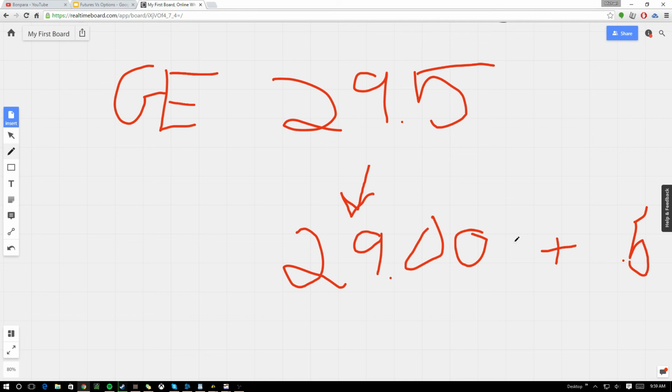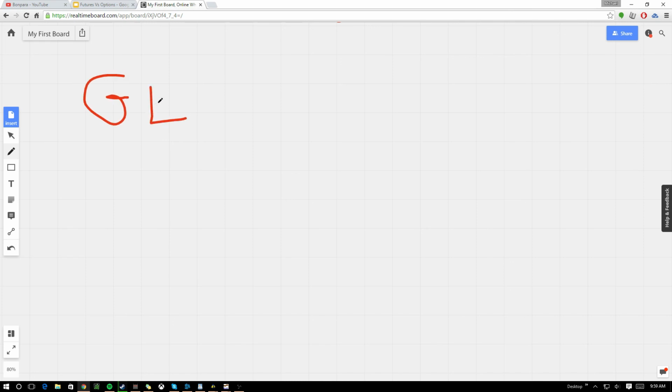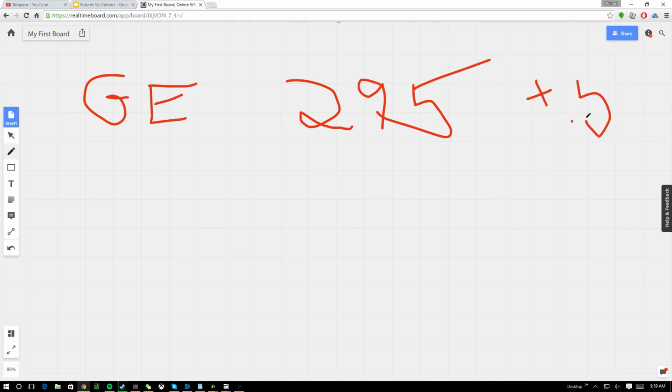Scenario 2 is no change in GE. So we have GE, and it stays at 29.50. Well, you've just made 50 cents per share by doing nothing. That's income. So that's income above and beyond their dividend. So if they pay a quarterly dividend and you're selling quarterly options, you've increased your dividend as well.